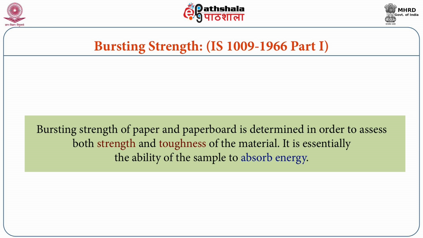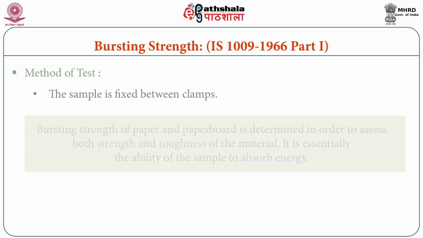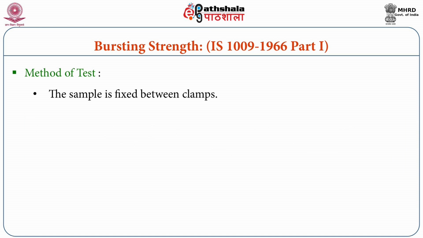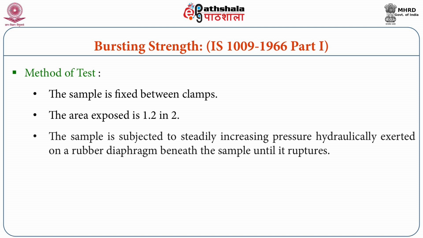Bursting strength of paper and paperboard is determined in order to assess both strength and toughness of the material. It is essentially the ability of the sample to absorb energy. In this test, the sample is fixed between two clamps. The area exposed is 1.2 square inch. The sample is subjected to steadily increasing pressure hydraulically exerted on a rubber diaphragm beneath the sample until it ruptures.